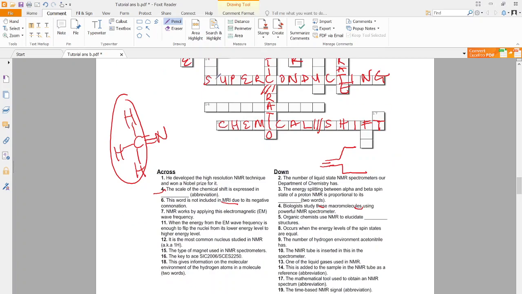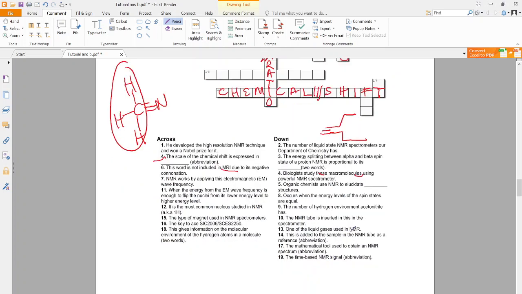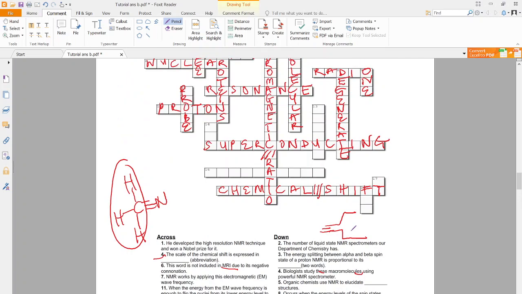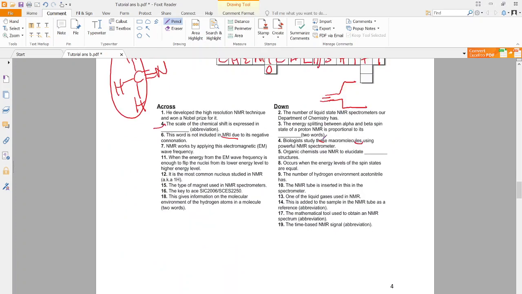Okay, and one of the liquid gases used in NMR, it's either helium or nitrogen. So 13, well, you can only fill it as helium here based on this. Okay, alright, so we're good so far.